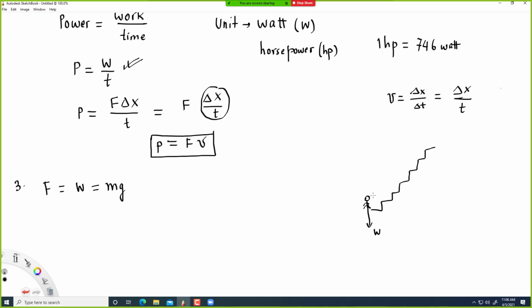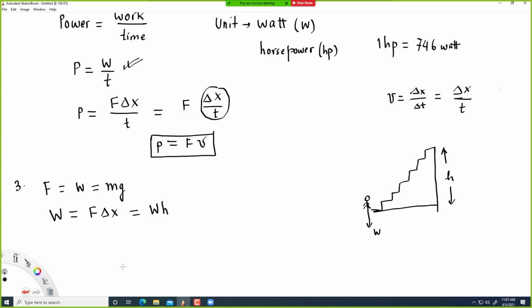And when we calculate the power or work done by the person, we usually use the vertical height. Not this slanted height, but this vertical height, how high he went from bottom to the top. So that's the distance he covered. So the distance covered is h. That means work done by the person is force times delta x. Okay, so force is w and distance is h.